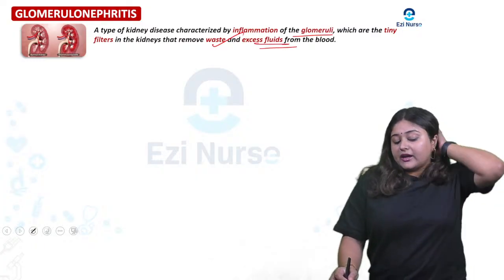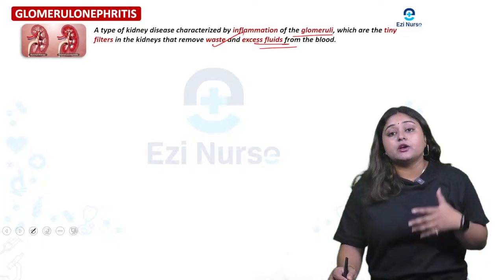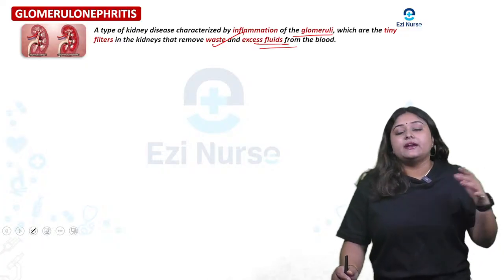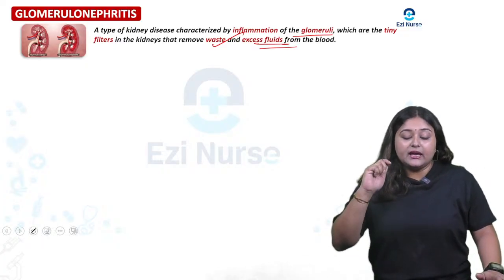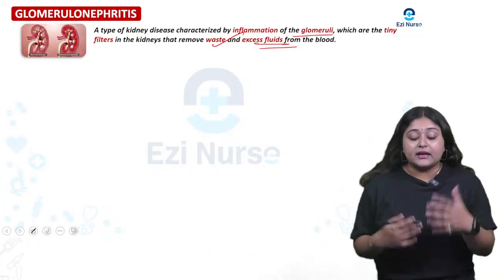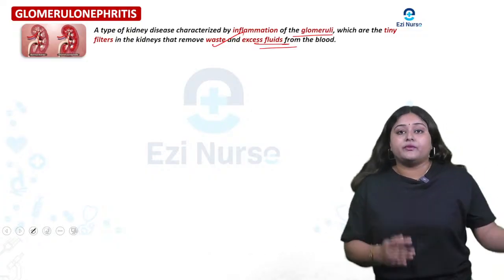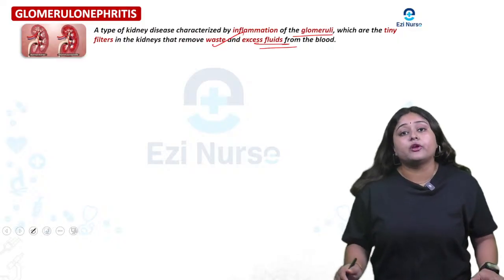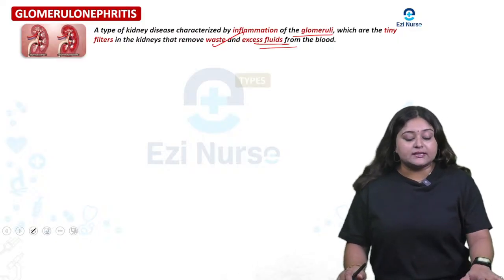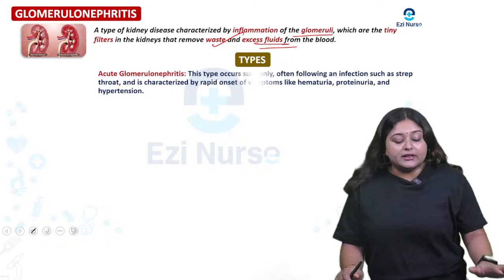So glomerulonephritis is when inflammation of the glomeruli happens inside our kidney, so they are not working properly at removing waste products as well as excessive fluid from the blood. At that time it's called glomerulonephritis. So what are the types?